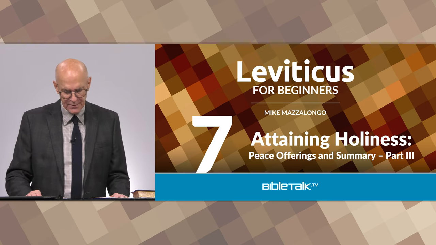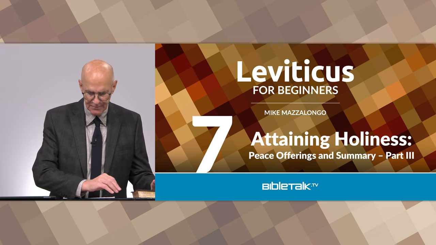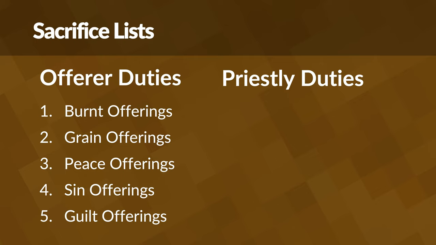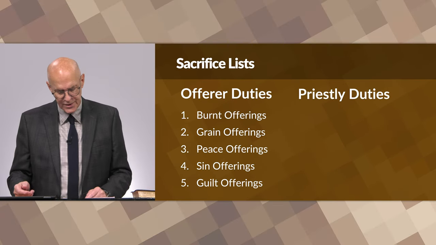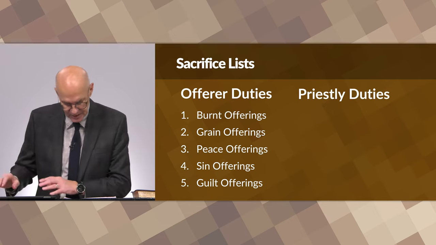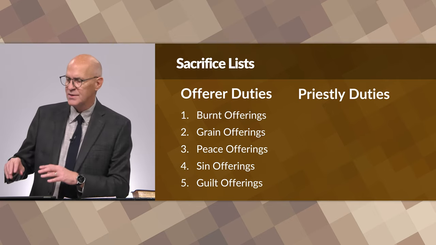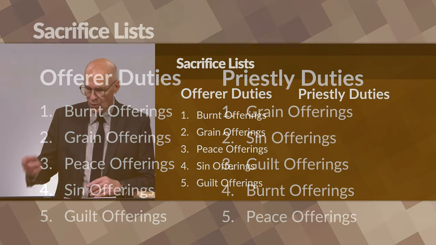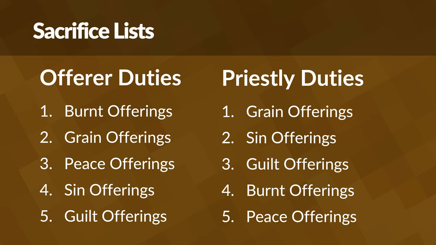Now, when explaining the responsibilities of the one offering the sacrifice, the sacrifices are listed in the following order. Burnt offerings are explained first, then grain offerings, peace offerings, sin offerings, and guilt offerings. However, when the author Moses, the inspired writer of Leviticus, explains the priestly responsibilities and manner of presenting the sacrifice to God, the types of sacrifices are presented in a different order. First are the grain offerings, then the sin offerings, then the guilt offerings, the burnt offerings, and the final one, the peace offerings.